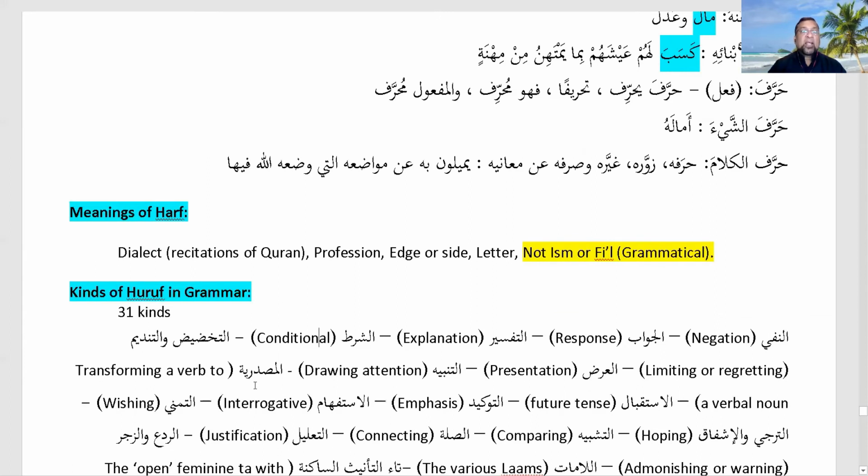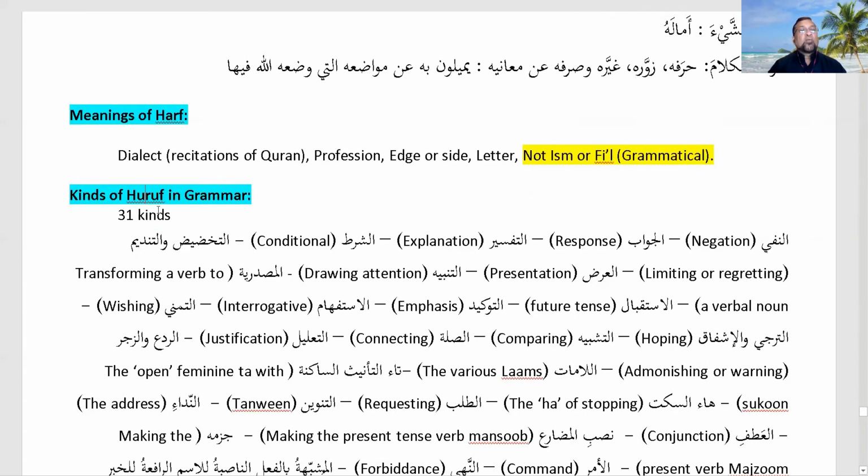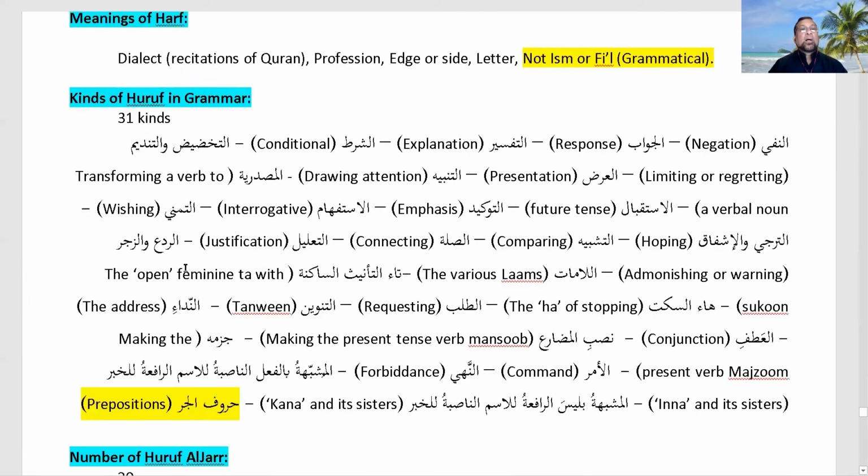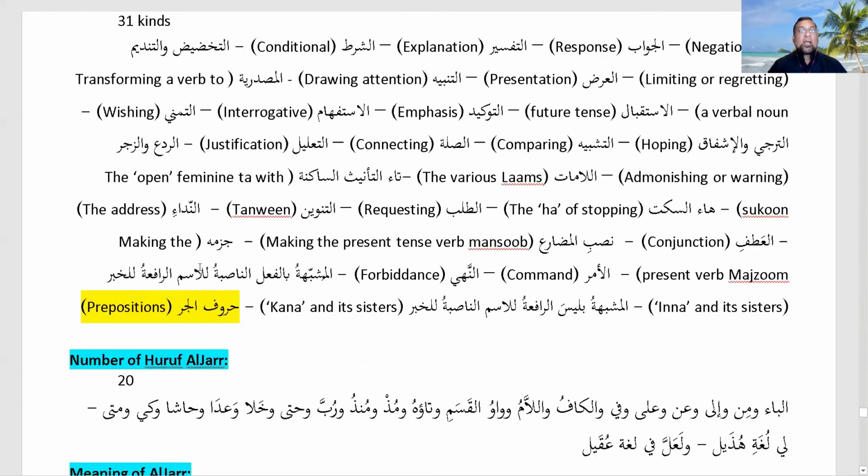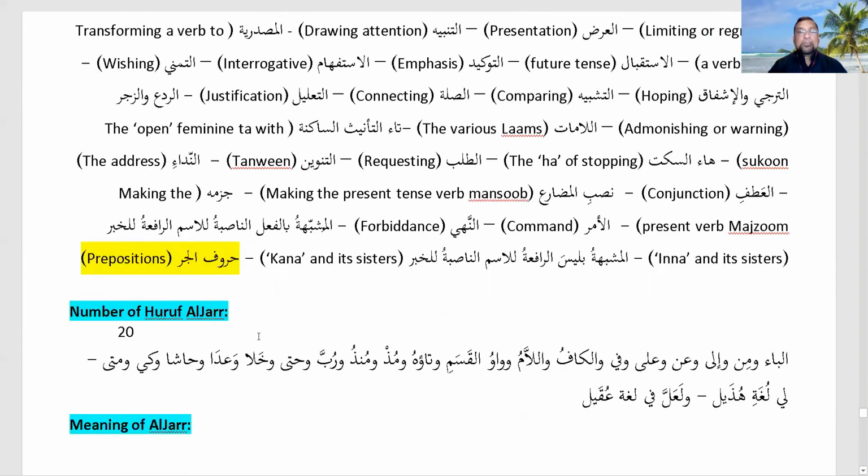And there are many different kinds. One of those meanings is grammatical huruf. As far as grammatical huruf go, there are 31 different kinds of huruf. The 31st, based on my list, this is in no specific order, is Huruf AlJarr, prepositions. And now we would look at prepositions, inshallah.